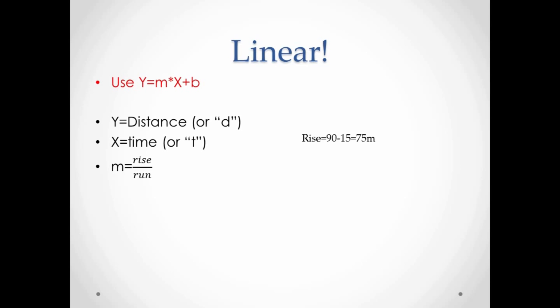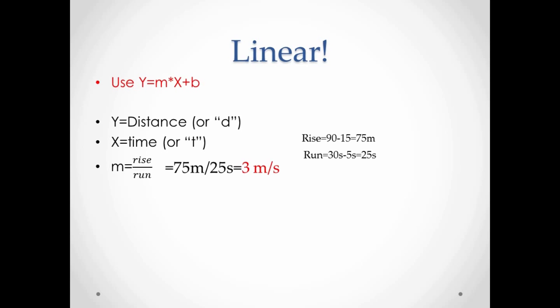To find the run, we see how far over the graph went. The same first data point that we looked at before started at 5 seconds, and the last data point ended at 30 seconds. So the graph went over 25 seconds, because 30 minus 5 is 25. The slope is determined by rise divided by run, so we get 75 meters divided by 25 seconds. Remember those units, because we can't just get rid of them. So we end up with 3 meters per second.